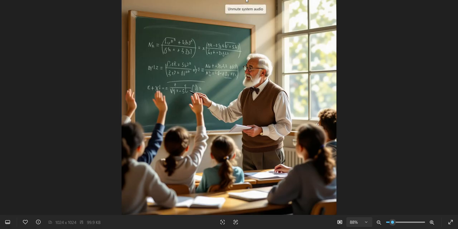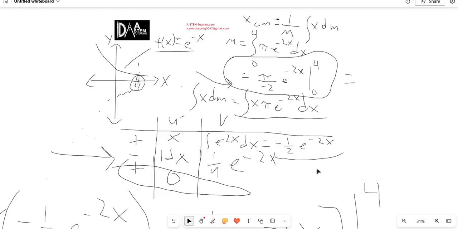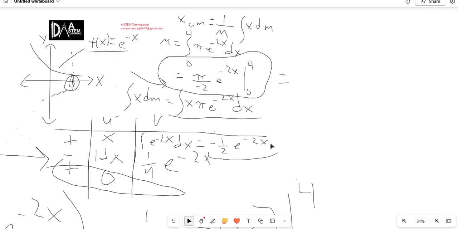Today we'll finish off the example about calculating center of mass for a continuously distributed mass. So let's head over to the whiteboard. If you'll recall from last time, we got to this point, and now we just have to plug in numbers to find the actual center of mass where the limits of integration are from 0 to 4.